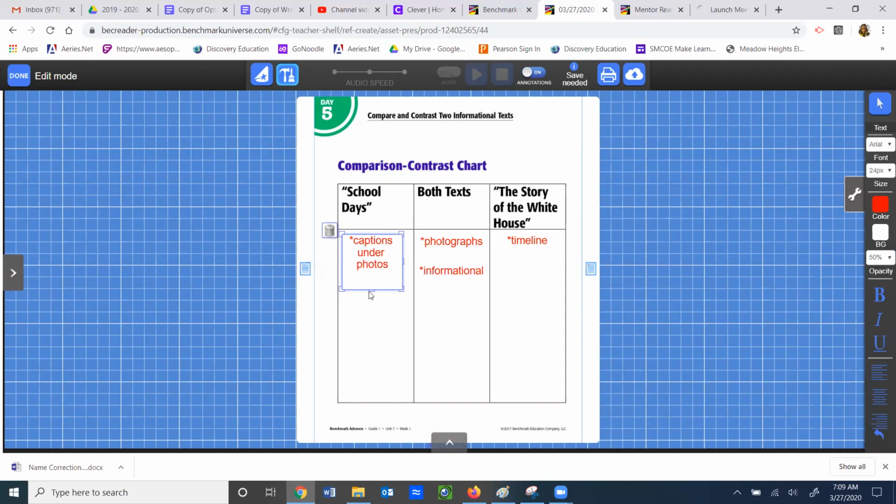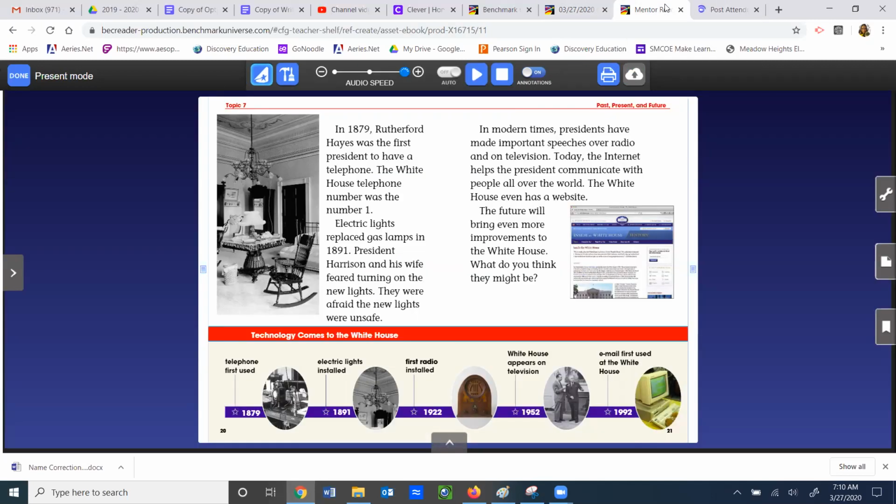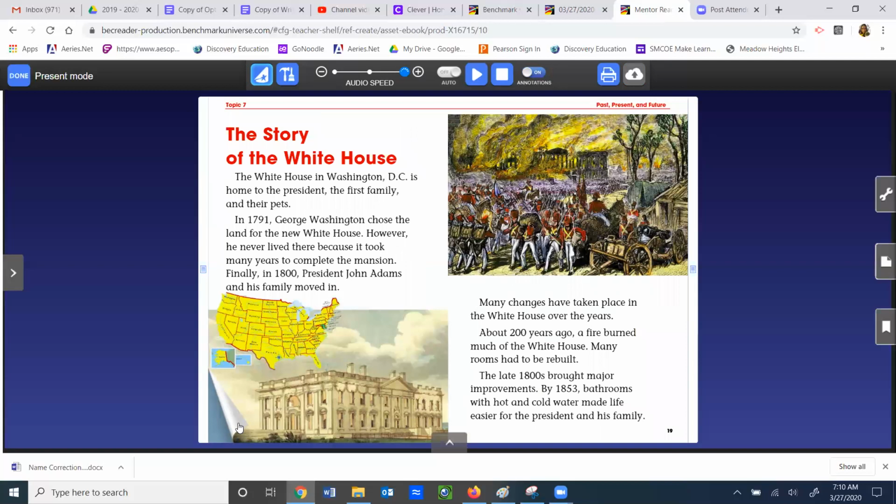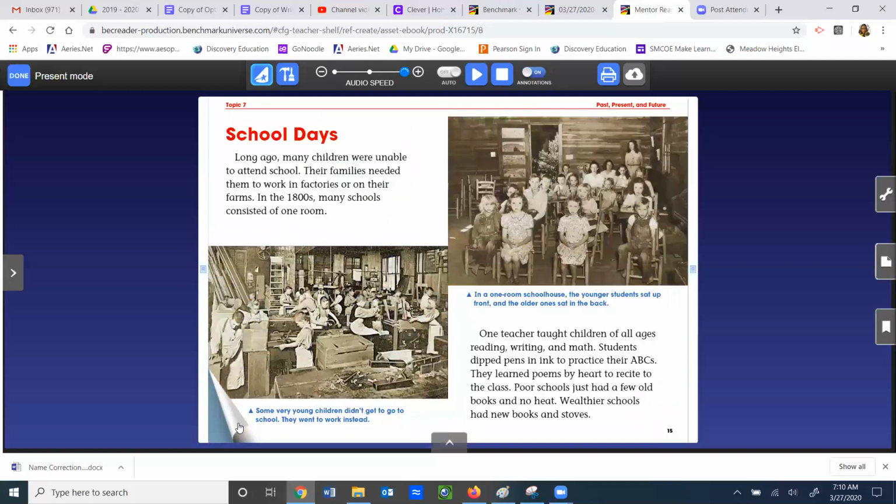All right, students. As you proceed on your own, I would like you to think about a few questions. I'm going to read those questions to you. Do both texts give true information? How do you know? Are the main topics of the two texts the same? Why or why not? Just a side note, the main topic means what they're all about.